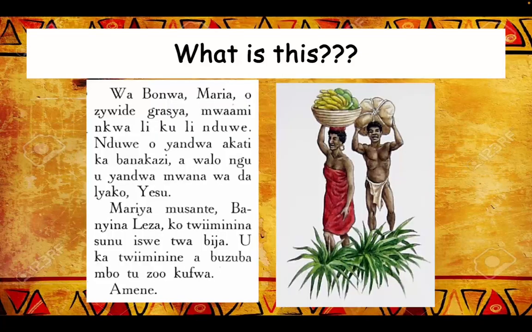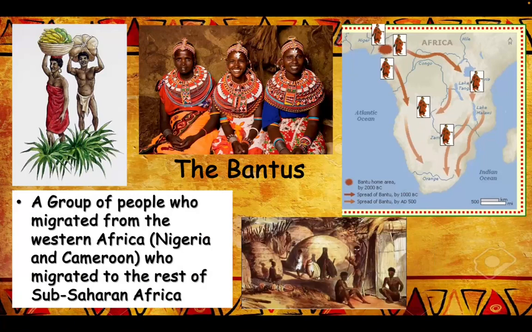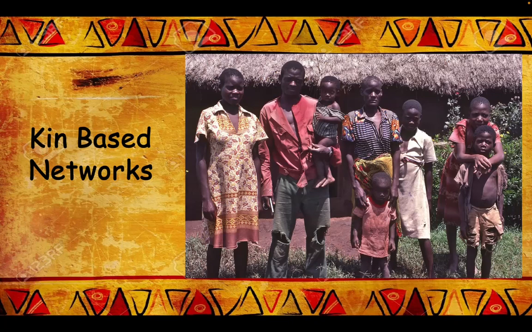So, when we talk about the cultural developments that are going to lead to state development, we have to talk about the Bantus. The Bantus were a migratory group of people who originally lived in Southwest Africa and migrated to other areas. And with them, they brought a very common culture. This culture was based on language, religion, and political organization. This political organization that the Bantus brought is called kin-based networks.